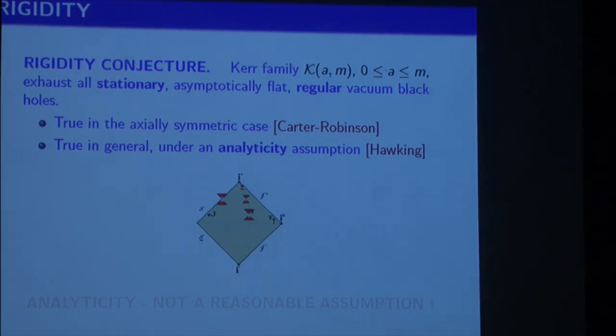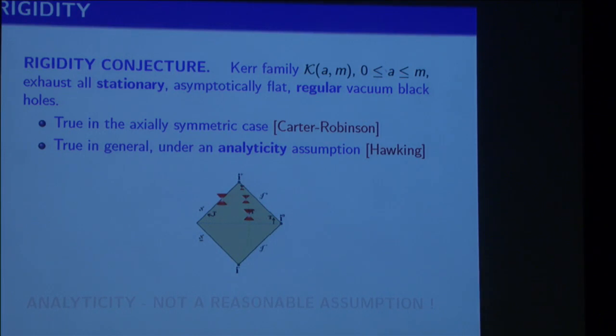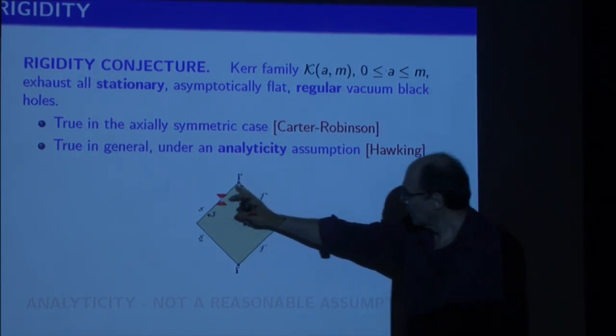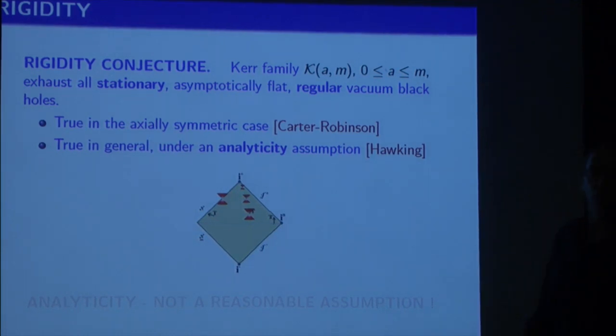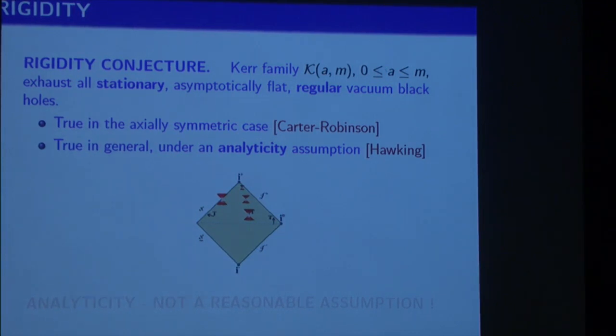Here is another result, which is due to Hawking, which says that if you have analyticity, in other words, if the metric is also analytic, in addition to being stationary, then it has to be the Kerr solution. Sorry? Where are we assuming analyticity? Analyticity here. Everything is outside, right? You see, these are causal domains, so you don't have to worry at all about what happens inside. No boundary behavior. It's just a spacetime, which is a regular black hole in the sense I defined before.